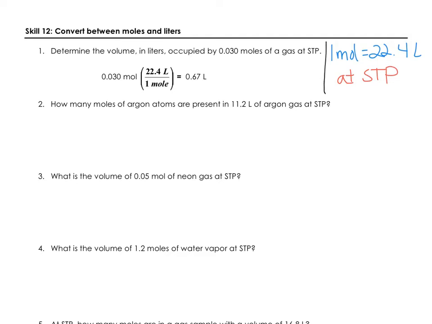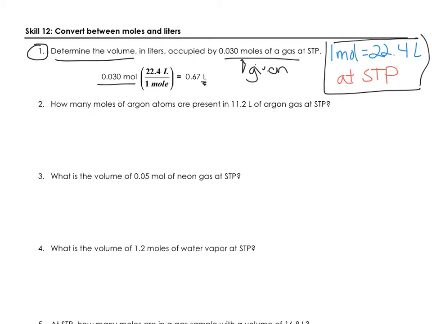We're going to use this idea throughout, and this is actually going to turn into our conversion factor. So you can take a look at example number 1. I have been asked to determine the volume in liters, so I want to end up in liters, occupied by 0.030 moles of gas at STP. So this is going to be my given, and I plug my given in to start, and I'm just going to multiply it by my conversion factor. That's what this is, my conversion factor.